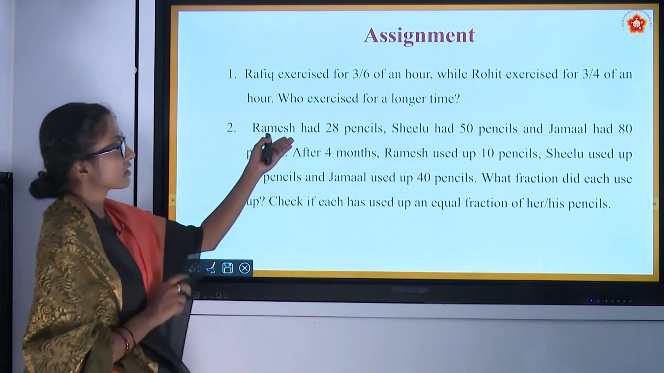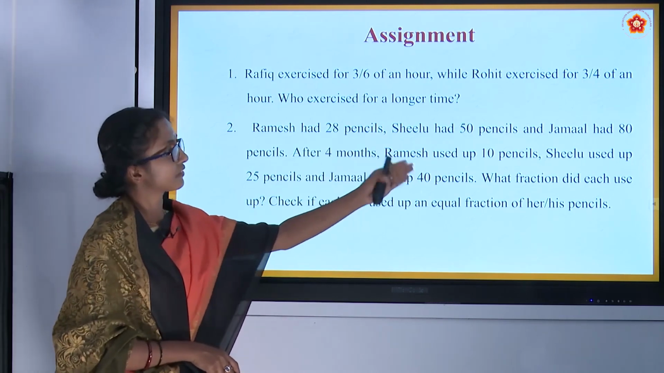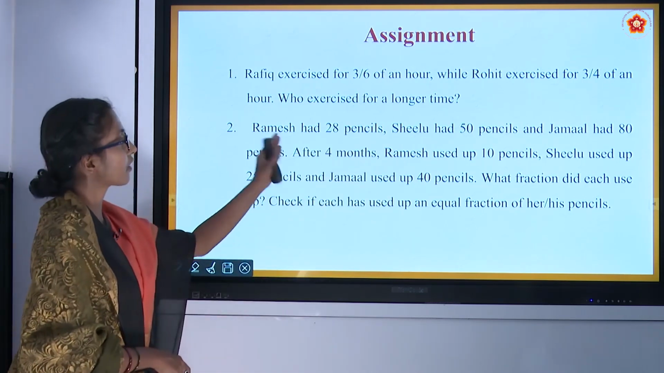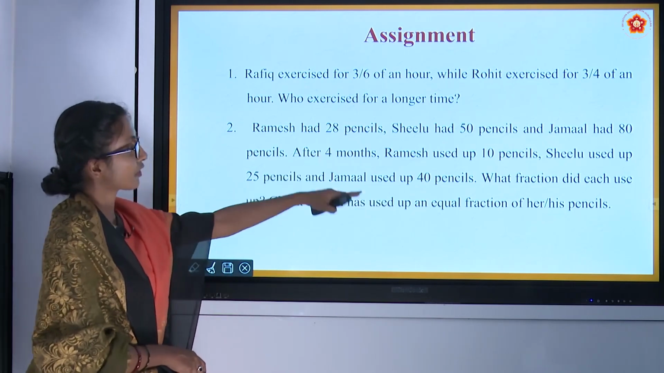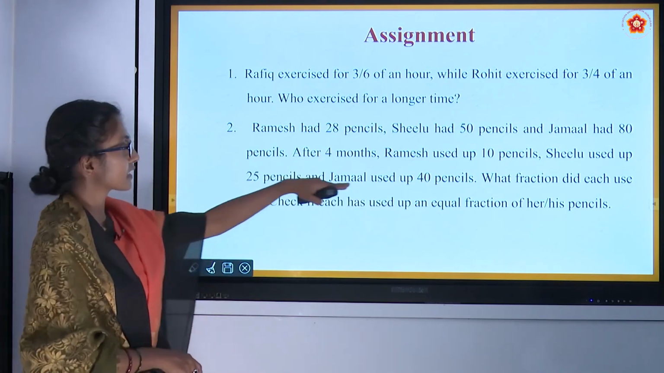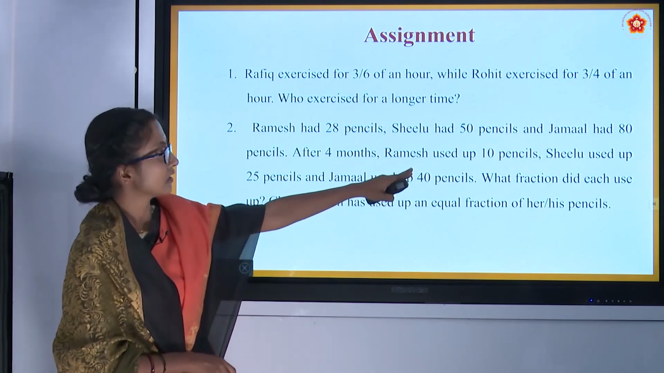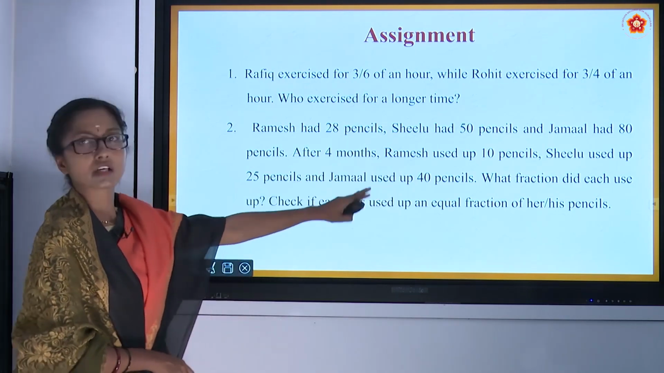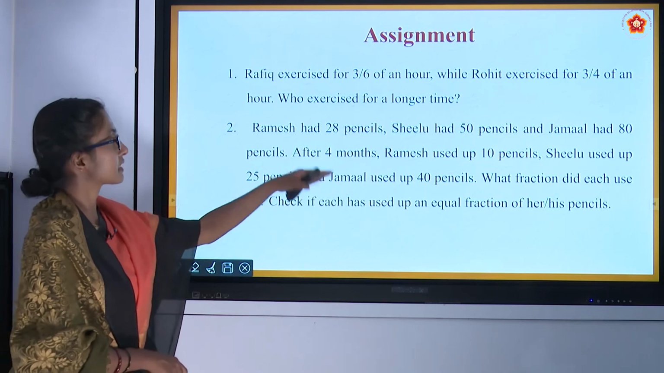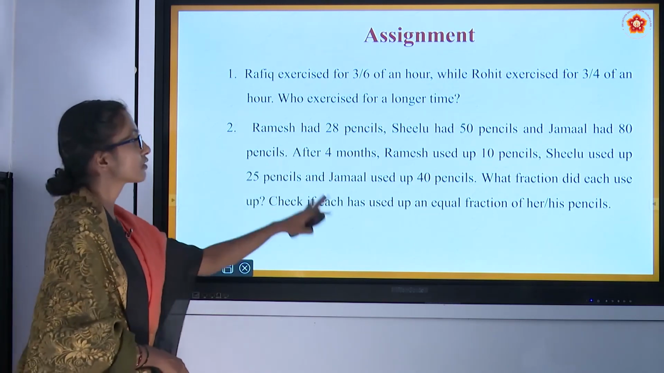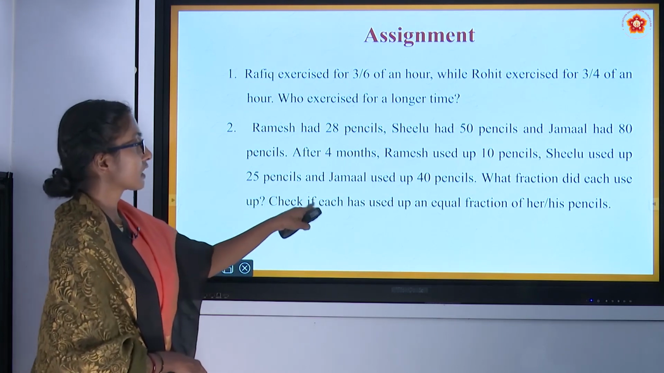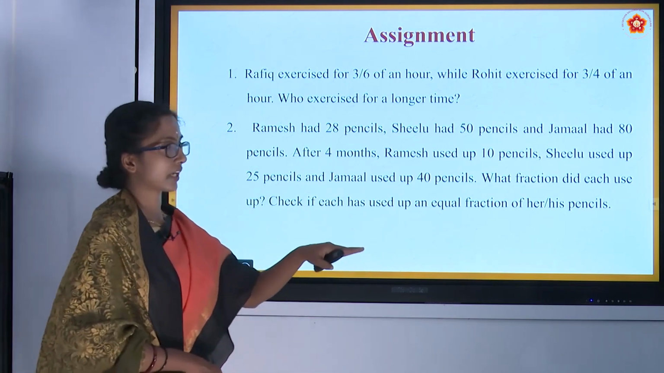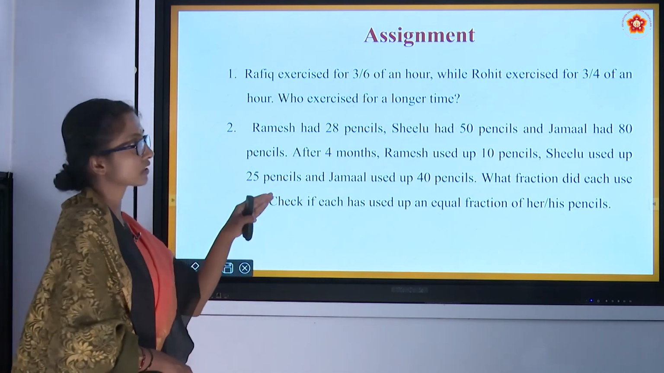Initially, they had 28, 50, 80 pencils. After 4 months, they have used 10, 25 and 40 pencils respectively. So in this way they have used the pencils. Check if each used up an equal fraction. Did they use equally or not?